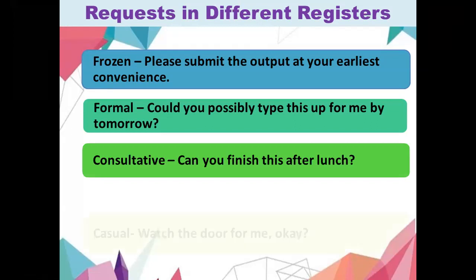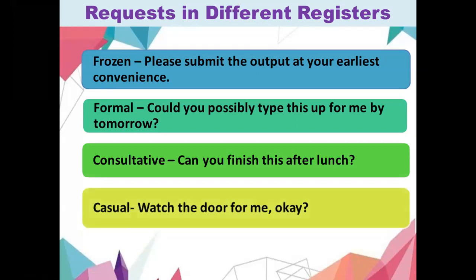All right. The next one is casual. "Watch the door for me, okay?" So when you are with your friends and you are at or near the door and you are bringing a lot of things, you could say, "Watch the door for me, okay?"